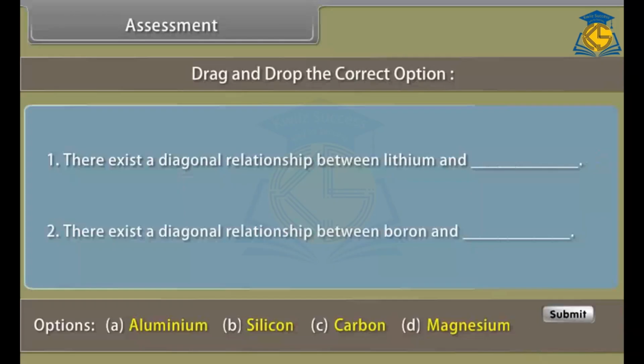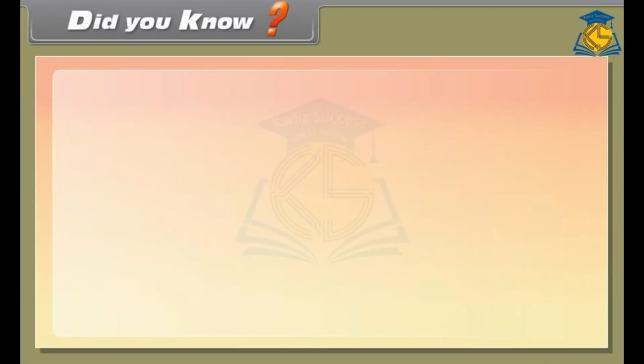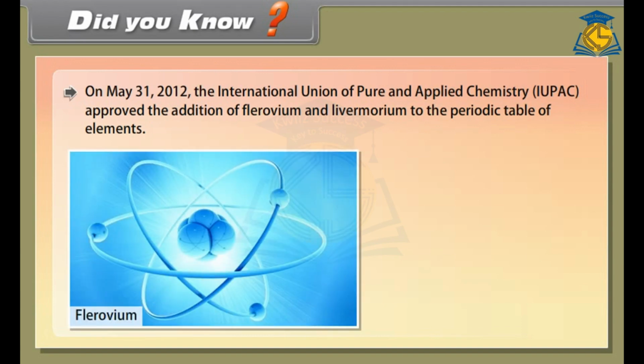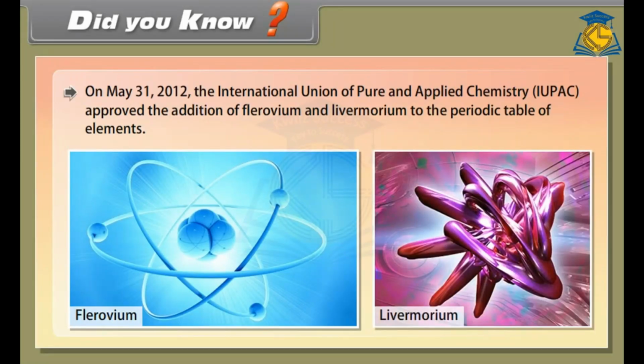Assessment. Before proceeding further, let us know how much you have learned. Drag and drop the correct option. Did you know? On May 31, 2012, the International Union of Pure and Applied Chemistry, IUPAC, approved the addition of flerovium and livermorium to the periodic table of elements.